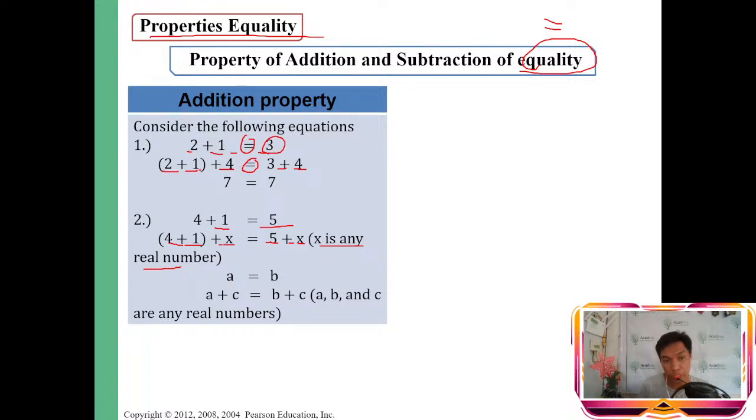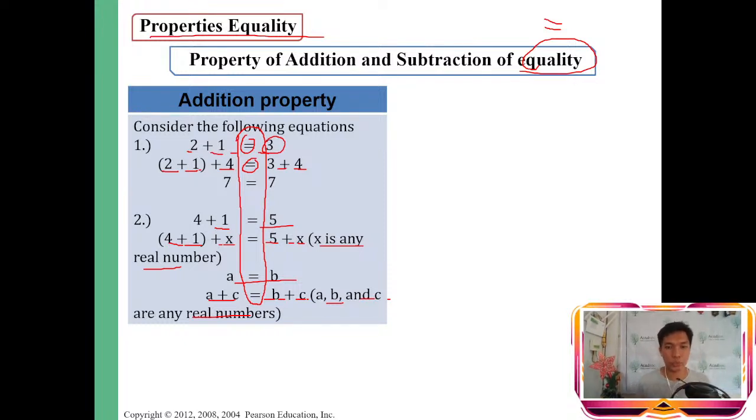Next one, we have this one. A is equal to b, so a plus c equals b plus c. A, b, c are any real numbers, so take note of that one. Both sides of the two equations or the two expressions must be equal.